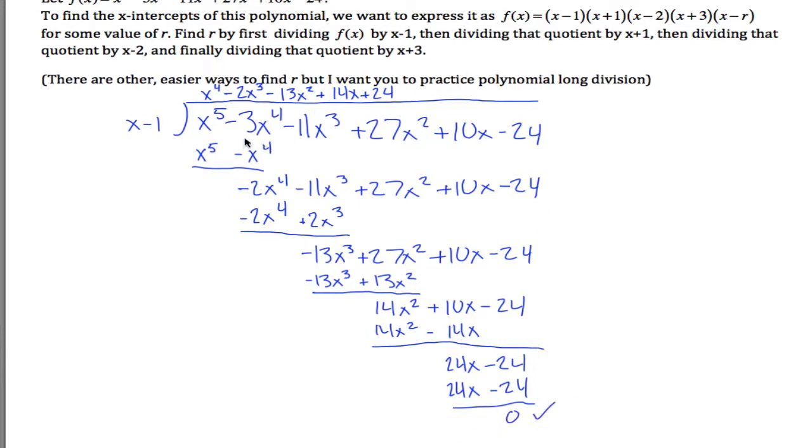That tells me that this polynomial is this polynomial times this polynomial. So what I want to do now is divide that quotient, by first dividing f of x by x minus 1. That's what I did. Then dividing that quotient, which is this answer up here, by x plus 1. Okay.